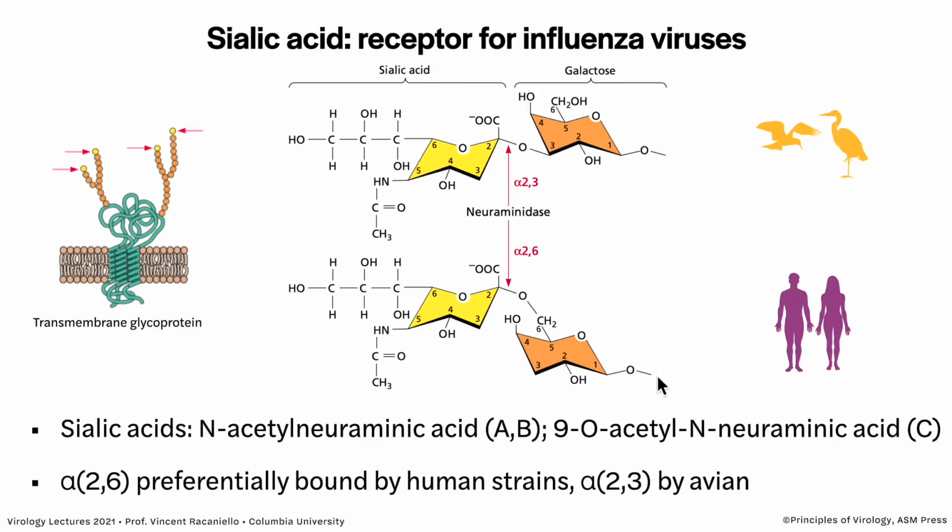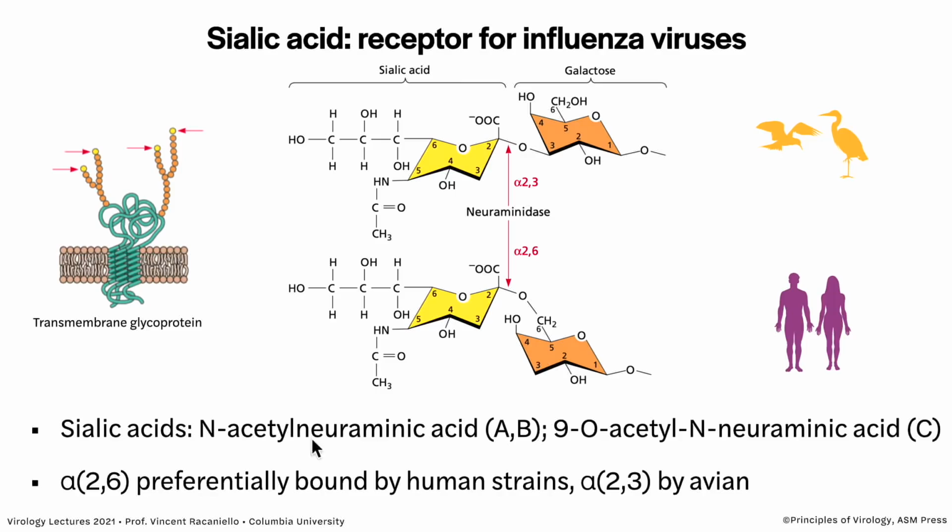Now, why is this important? Every time there's a new human influenza virus, it typically comes from birds. So one of the main changes has to be a change in the receptor. That virus now has to be able to bind human alpha-2,6. And we will talk about that later.